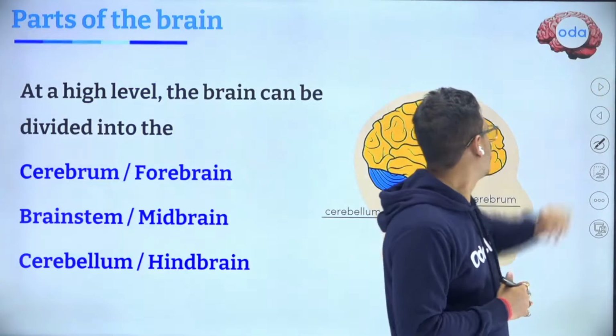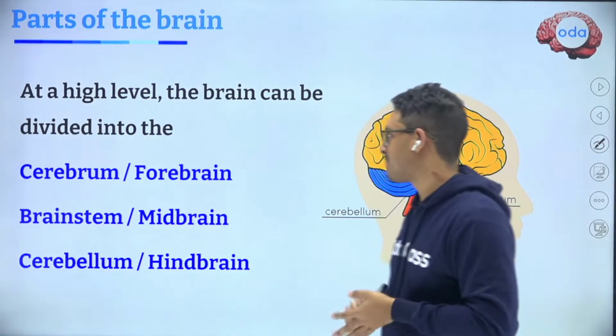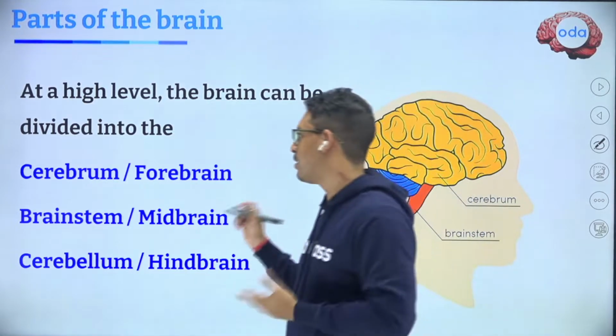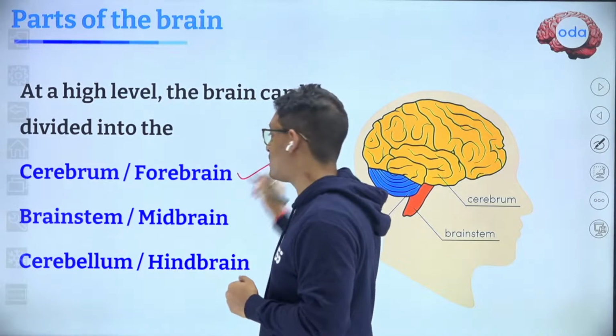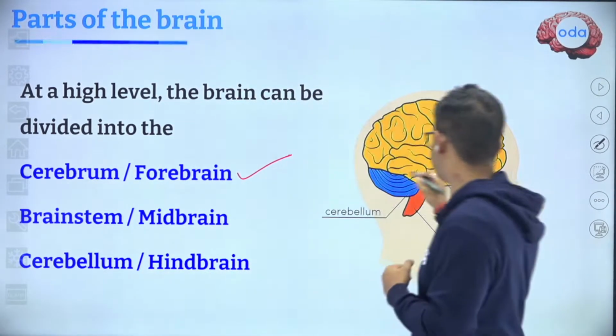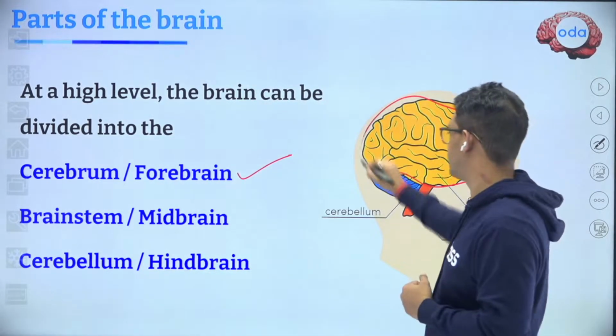First things first, once again, let's understand the different parts of your brain. On a higher level, there are 3 parts of your brain. You have the cerebrum or the forebrain, which is basically this entire yellow portion.